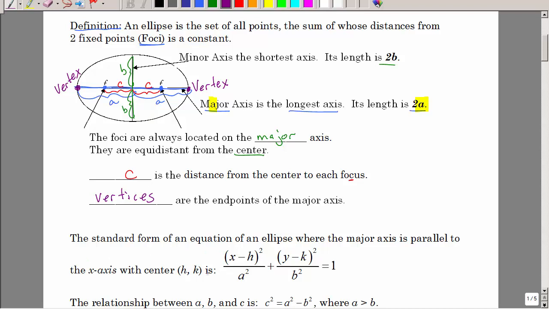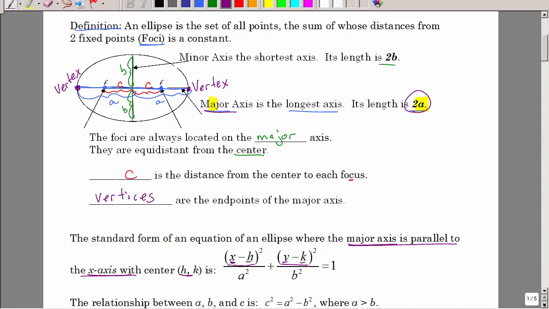We have an equation of the ellipse where the major axis is parallel to the x-axis, again with the center (h, k). That should sound familiar. (h, k) was the vertex of our parabola. Here we have the center. Also, same type of thing. We have those minus signs. They're grouped together. h goes with x, k goes with y, alphabetical. a goes with the major axis. So that's why the major axis is parallel to the x-axis, because the bigger number is underneath x.